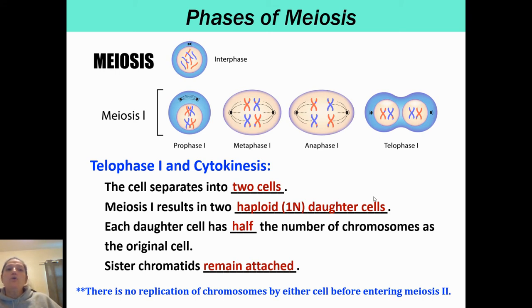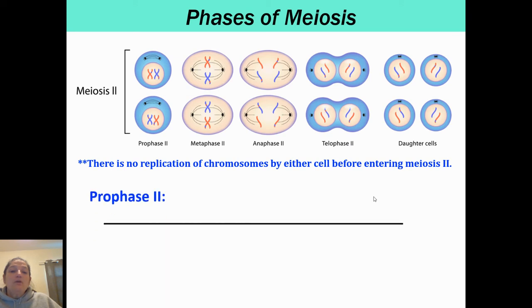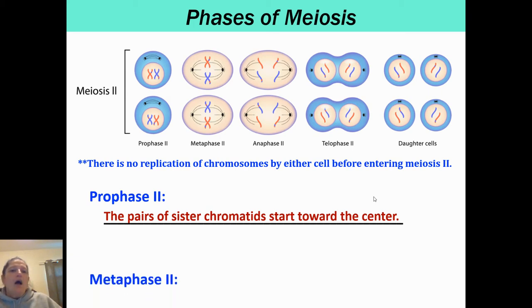Now, there is no new interphase, all right? We immediately move from telophase 1 into meiosis 2, or prophase 2. Prophase 2 is kind of boring. Sister chromatids are there, and they're going to start moving towards the center. Literally nothing exciting happens during prophase 2, like at all. It's like watching paint dry.